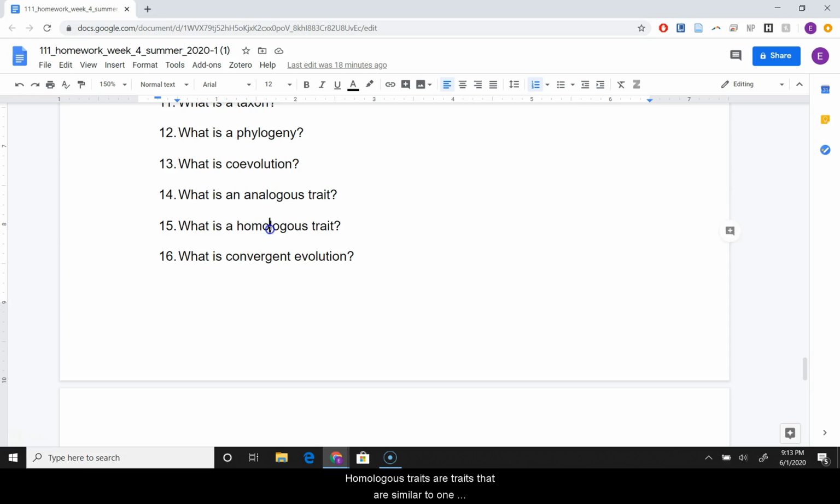Homologous traits are traits that are similar to one another because of common ancestry. So the fact that if you dissect a pig, it has basically the same internal layout as a human being, that is a homologous trait. The fact that if you look at a chimpanzee and you see, hey, they have some of the same features as us, that's because of homology. Those are homologous traits. They are from common ancestry.